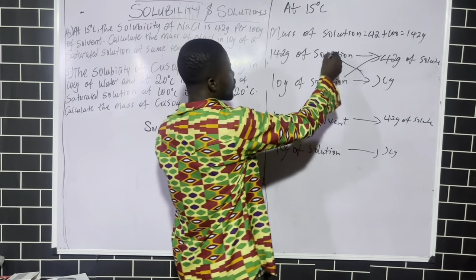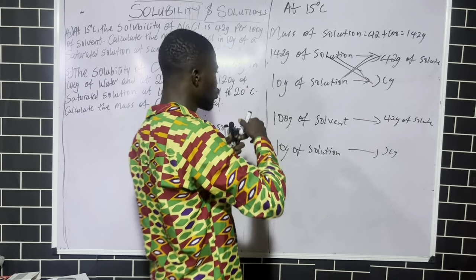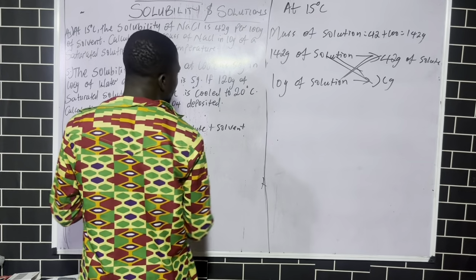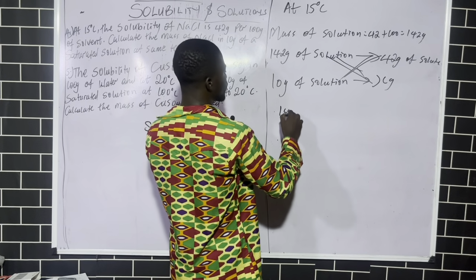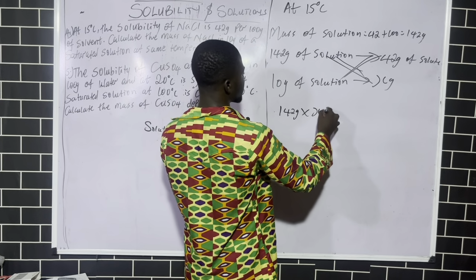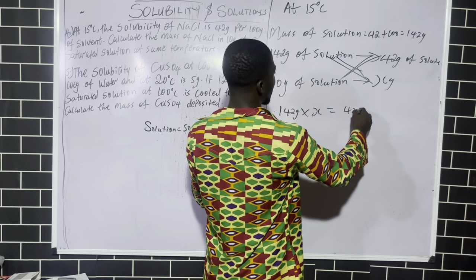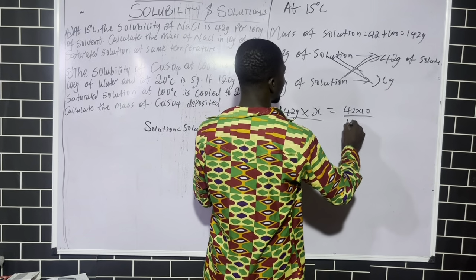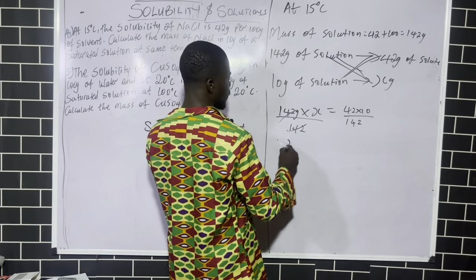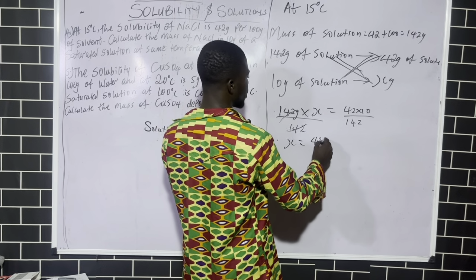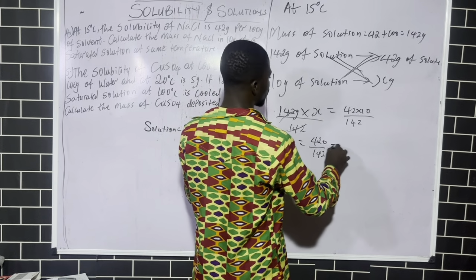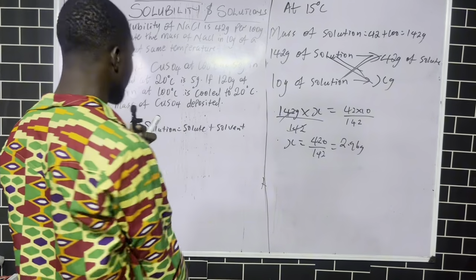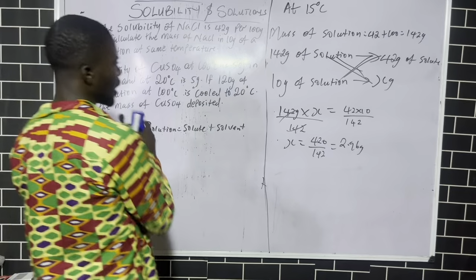So from then, if I cross multiply, which I want to do next, let me rub off this one. So cross multiply, we will have 142 gram times x is equal to 42 times 10. We divide both sides by 142. We have x equals 420 over 142. If you press your calculator, you get 2.96 grams. So that's the mass. That's very, very easy. It's not difficult. So let's look at the next question.